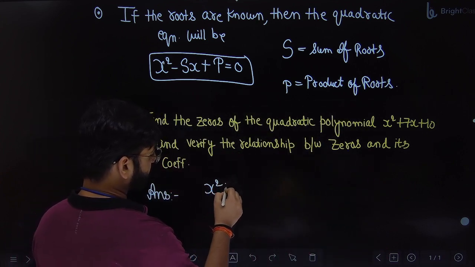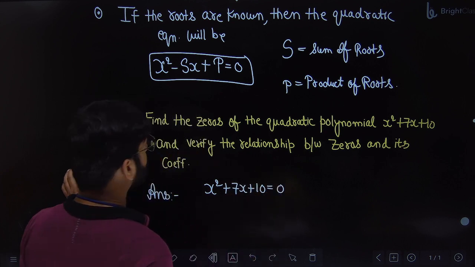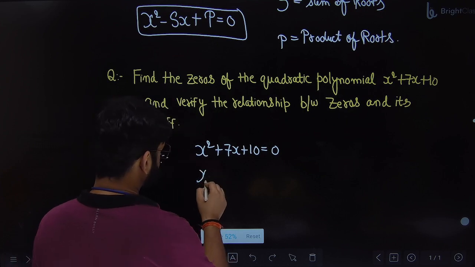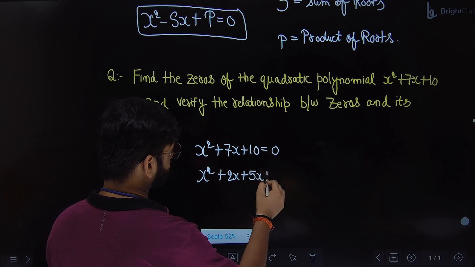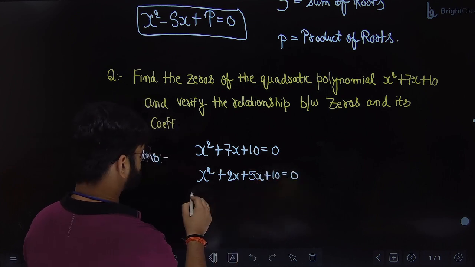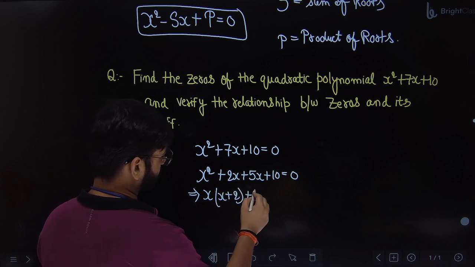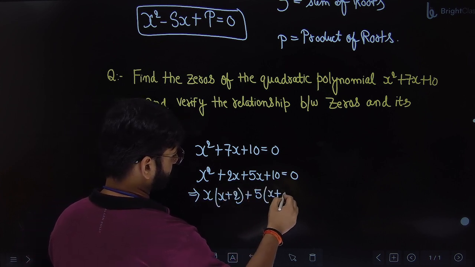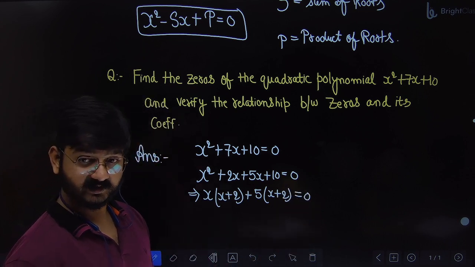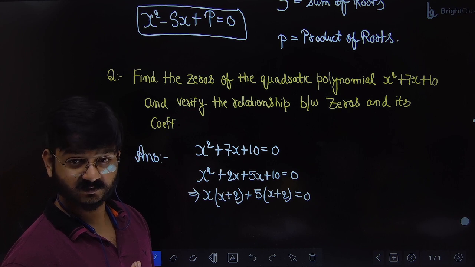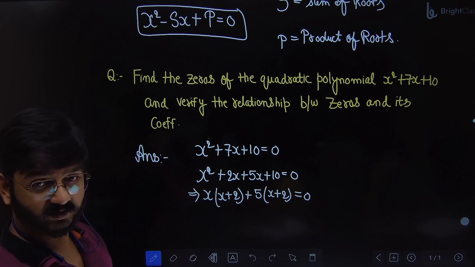So let's solve it. x square plus 7x plus 10 equals 0. So use middle term splitting: x square plus 2x plus 5x plus 10. Verify in the sense you first find the sum of zeros and check whether the sum of zeros is equal to minus b by a. Similarly for the product of zeros.